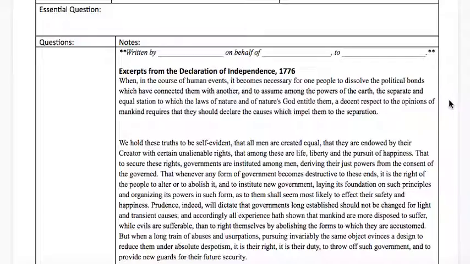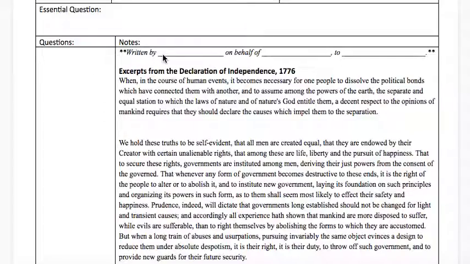So we're going to do just a little bit more digging into the Declaration of Independence, because this is one of the most, if not the most, important document in all of American history to us. All right, so first let's start up top. Hopefully you can follow my cursor as we go along.